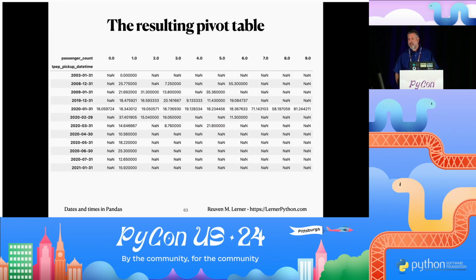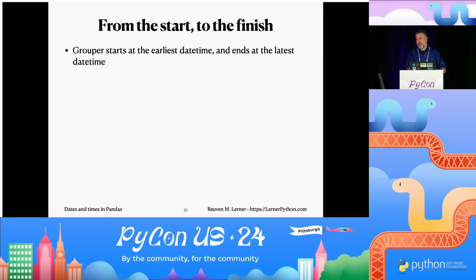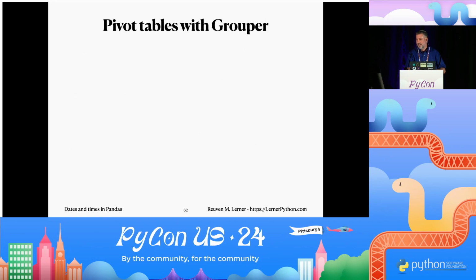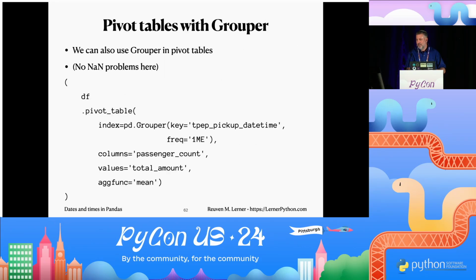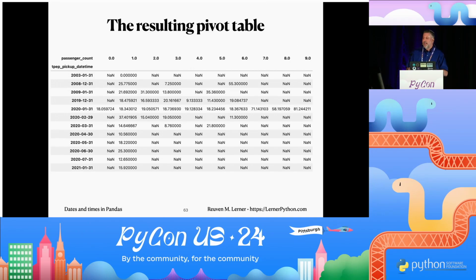And I get this pivot table showing me for every week, for every month, what did I say here? 1ME. So it's every month.